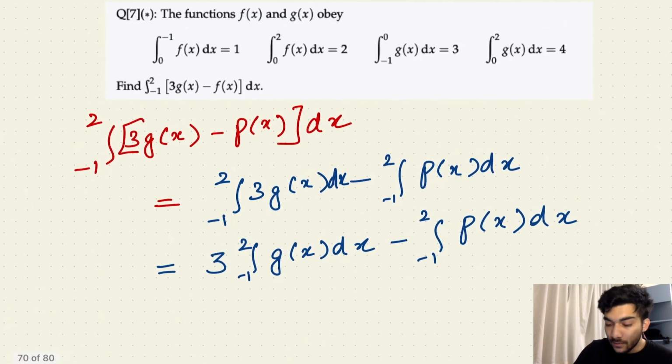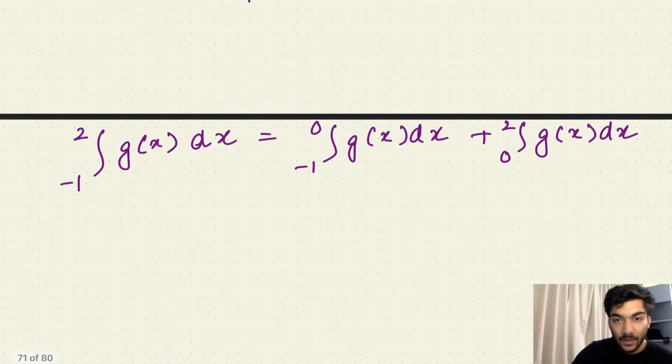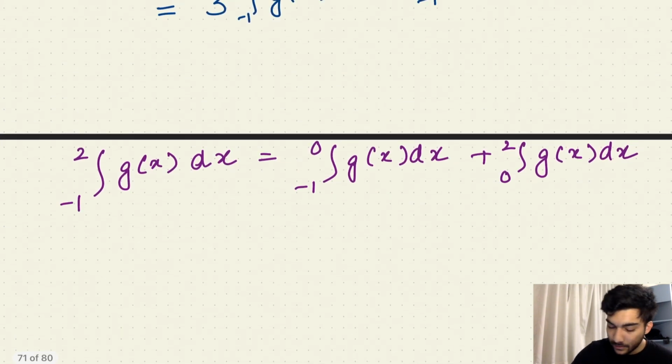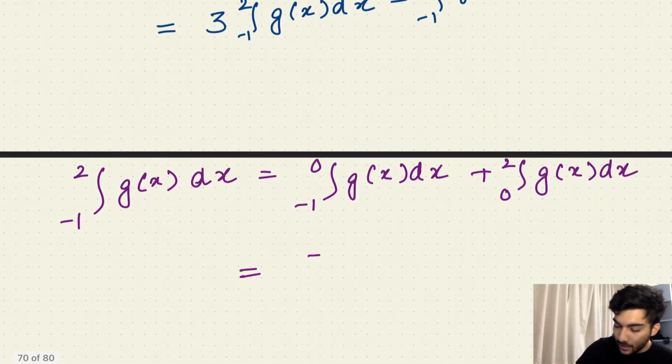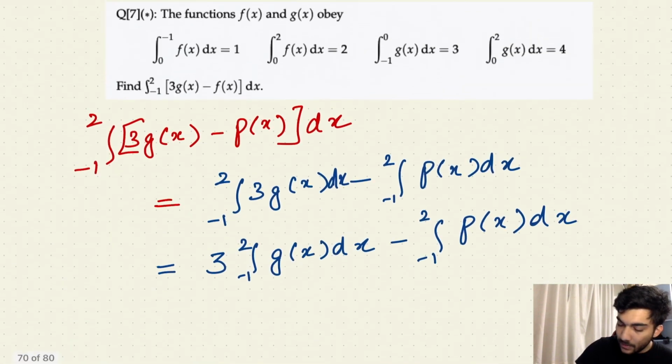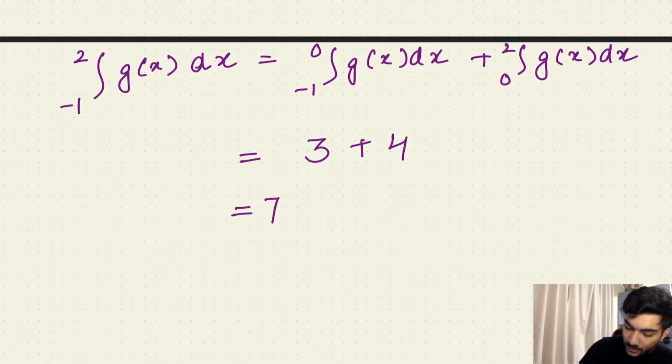Now let's notice what we have been given for g(x). We have been given the integral from minus 1 to 0 and 0 to 2, and that is what we have over here. So we have all the information about g(x). Now let's solve for this. The integral from minus 1 to 0 is 3 in this case, plus the integral from 0 to 2, which is 4. So this answer is 7 over here.